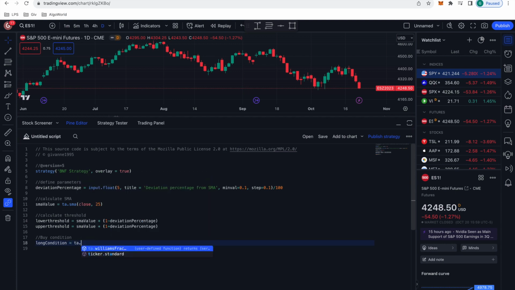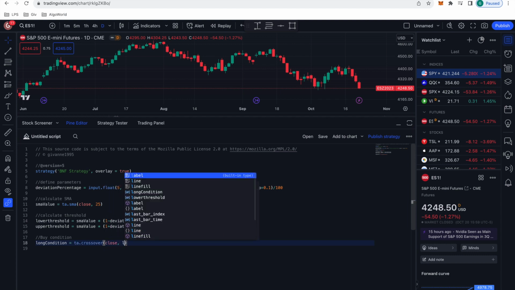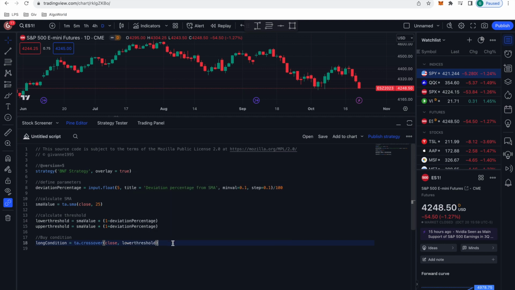So again, if you watch the previous video that I had, you understand what TA crossover is. Close, lower threshold. So again, lower threshold is like the lower band. So essentially you're going to buy when it's on the lower band, because then you know it's going to revert back to the mean. If it's on the upper band, you're going to sell, and then it would sell back into the mean. So that's exactly what we're doing now.